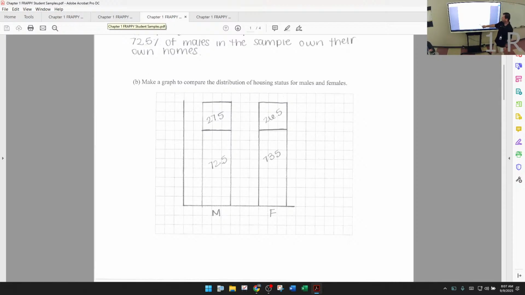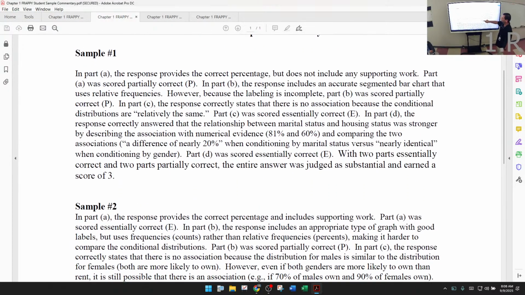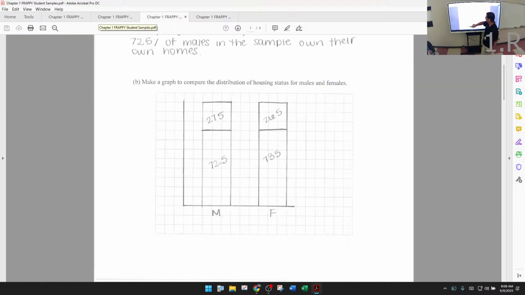My guess is, well, here, we'll do the commentary. Okay? I think that's sample number 1. In part B, the response includes an accurate segmented bar chart that uses relative frequencies. However, because the labeling is incomplete, part B was scored a P. I'm thinking it's because of the sidebars over in here. I think it's just that part.